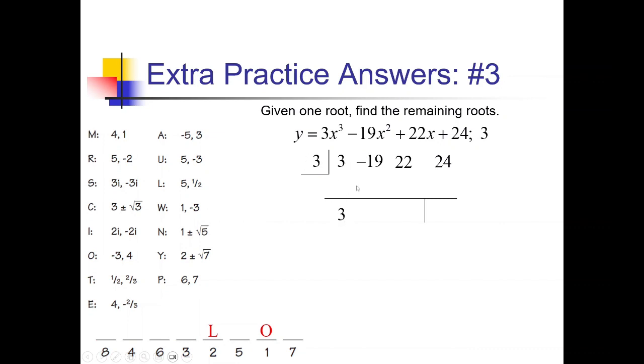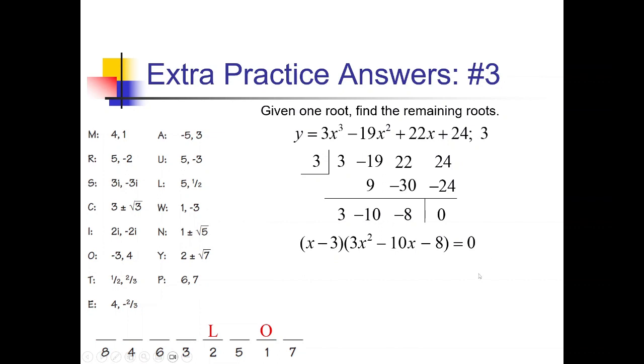3 times this 3 gives us 9, plus negative 19 is negative 10, times 3 is negative 30, plus 22, we've got negative 8, times 3 is negative 24, which adds up with 24 to give me the 0. So we had x minus 3, and then 3x squared minus 10x minus 8 equals 0.